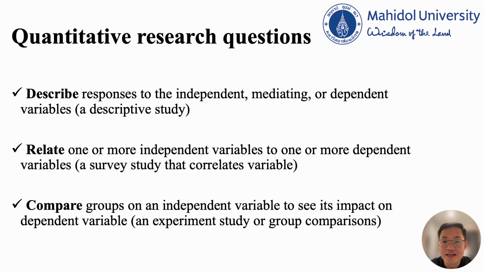There are three main categories. First, descriptive questions describe a variable or a set of characteristics. Second, relational or correlational questions examine how variables relate to each other. Third, comparative questions test for differences between groups or conditions. These question types match the three designs we covered earlier: survey, correlation, and experimental.